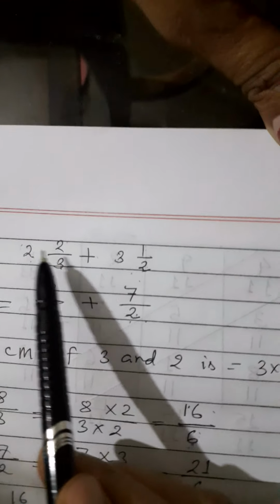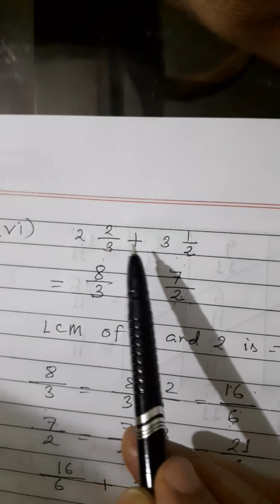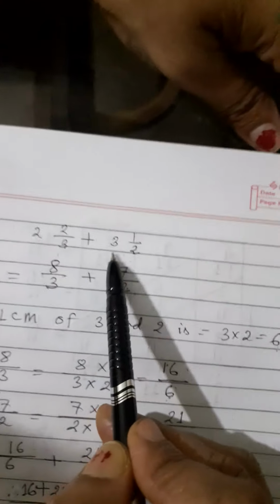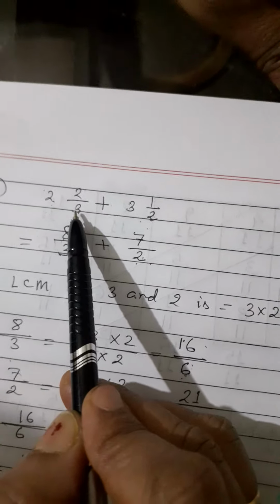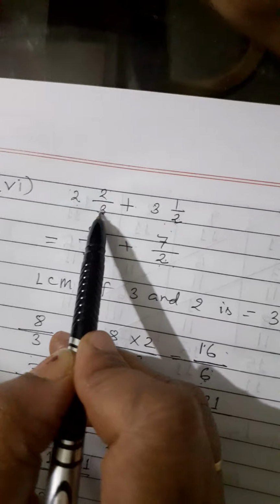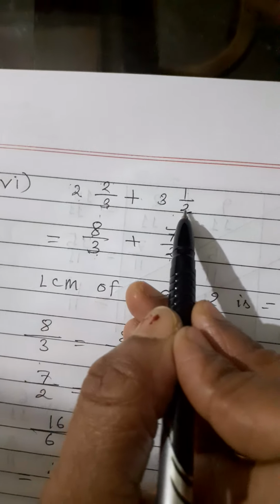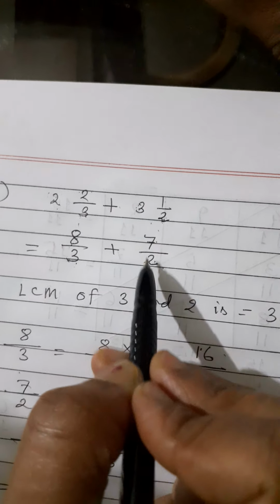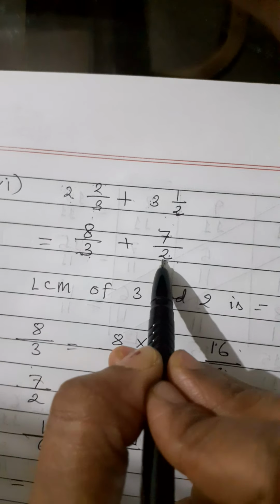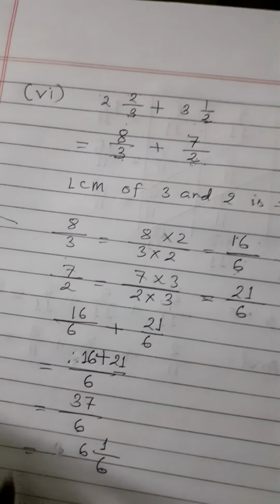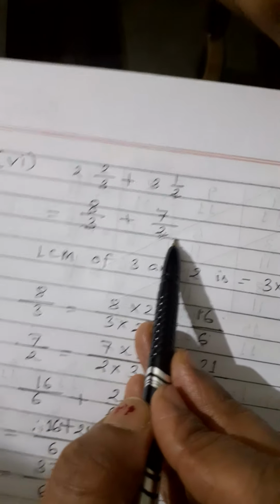Question number 6: 2 by 3, 3 and 1 by 2. These are mixed fractions. Therefore we convert them into improper fractions. How? Denominator 3, 3 into 2, 3 2s are 6, 6 plus 2 is 8. Then 2 3s are 6, 6 plus 1 is 7, 7 by 2. Here also the denominators are different, that means unlike fractions. So we make them like fractions.